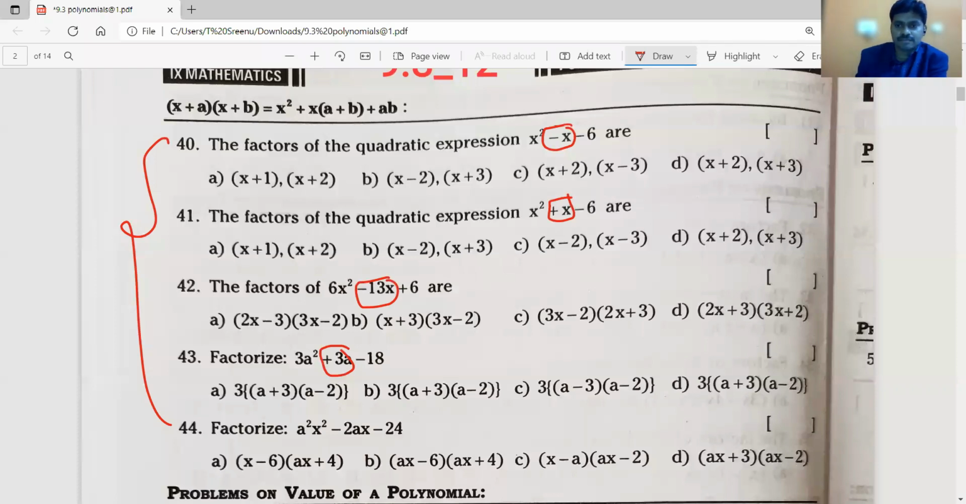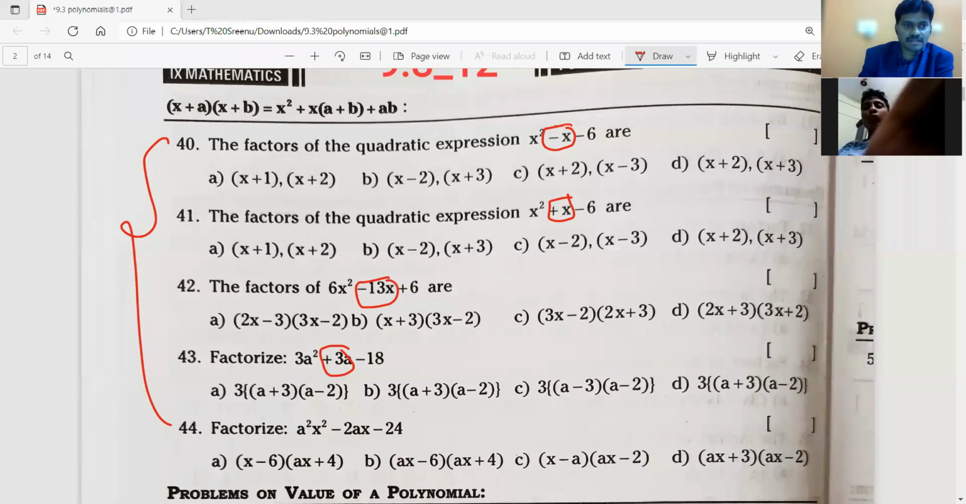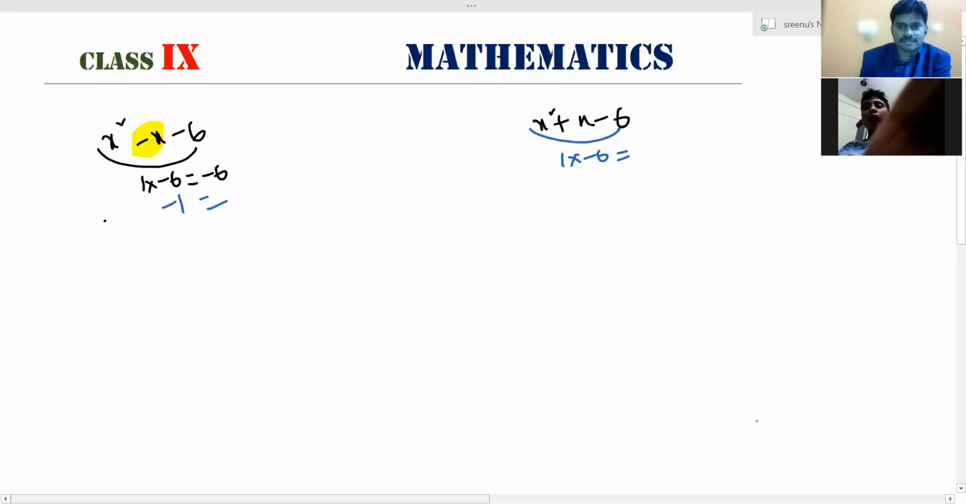I'll open the board. So x square minus x minus 6 and x square plus x minus 6. So first and last, if you take, you will get 1 into minus 6 is equal to minus 6. The middle one is minus 1. Have you opened the screen, sir? It's not coming. One minute, maybe a network problem. Now? Yes, sir. See, minus 6 and the middle is plus 1. The middle one is plus 1.